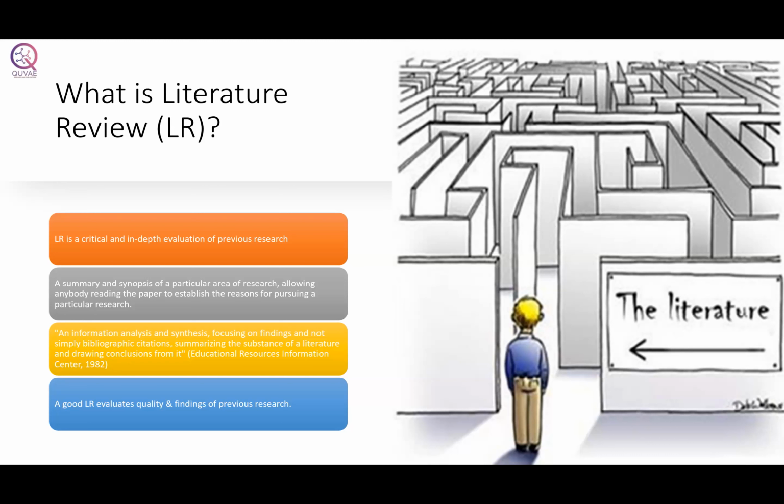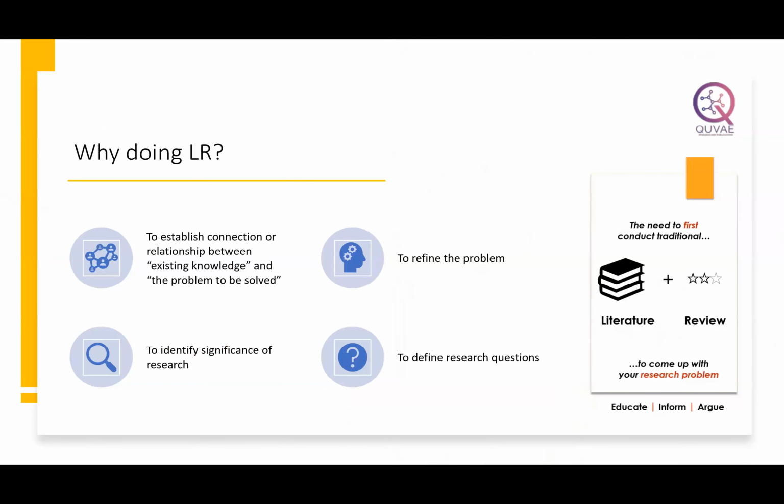Okay, so importantly, a good literature review doesn't just list previous studies. So it evaluates the quality and findings from the studies. Okay, it searches through the research landscape and then analyzes and synthesizes information to provide a comprehensive understanding of the state of knowledge in a particular field. Okay. So that is basically what is LR.